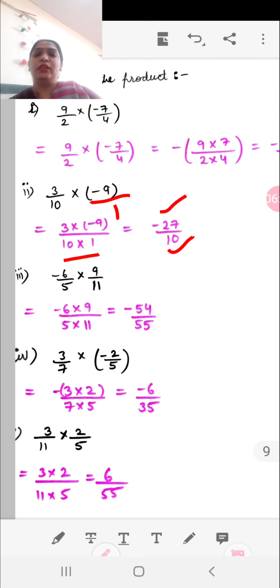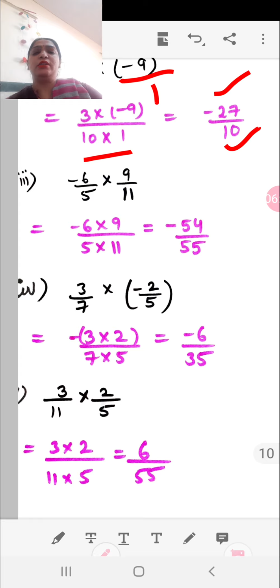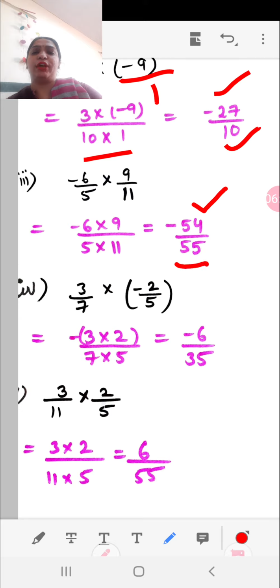Next is third part. In this case, minus 6 upon 5 multiplied by 9 upon 11. So multiply the numerators, 6 9s are 54 and 5 11s are 55. Okay. Now in this minus sign is there, so minus take out common here. 3 2s are 6 and 7 5s are 35. So it will become minus 6 upon 35.